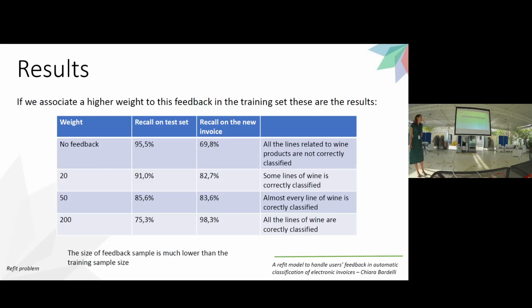Okay, I think the problem is the sample size, because the size of the feedback data compared to the size of the training set is very, very low. We have more than 200,000 lines of invoices in the training set in this example, and here we have only 79 lines of invoice. So we have to increase the weight of this new invoice a lot to see some results on the new invoice. So I think this is the problem.